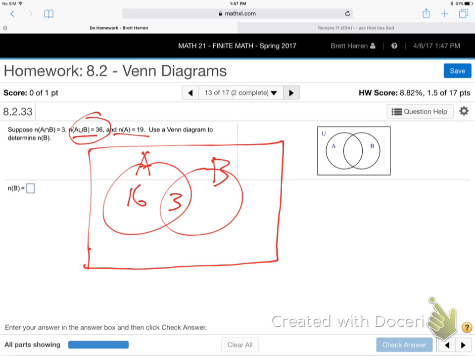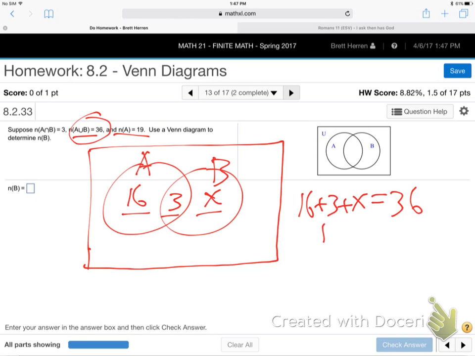Remember, union is this plus this plus this, right? Because that's all of A united with all of B. That's what union means. Combine them all together, A and B. So call this X if it helps, or whatever you want to call it. Go 16 plus 3 plus X must be 36. See what I'm doing there? Those three must add up to be the union.